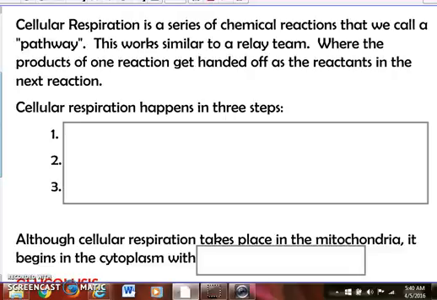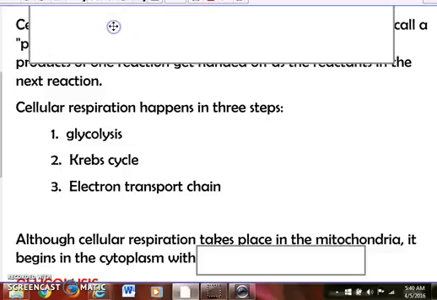And so cellular respiration, just like photosynthesis, is also a pathway, a series of chemical reactions. And we're going to talk about how cellular respiration happens in 3 steps. Glycolysis is the first step, then the Krebs cycle, and then the electron transport chain.